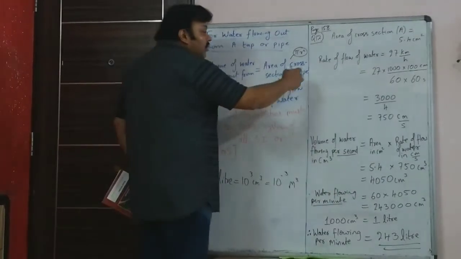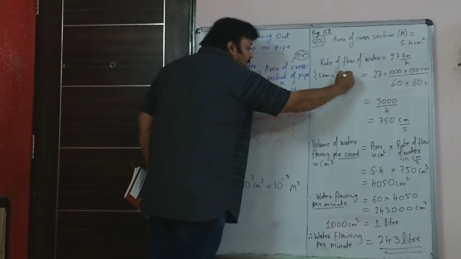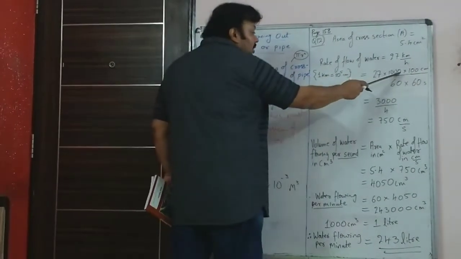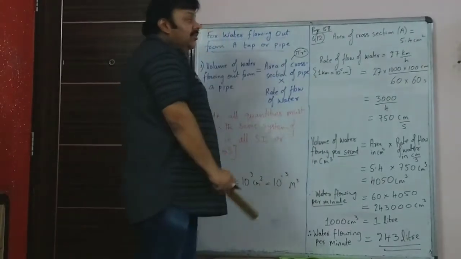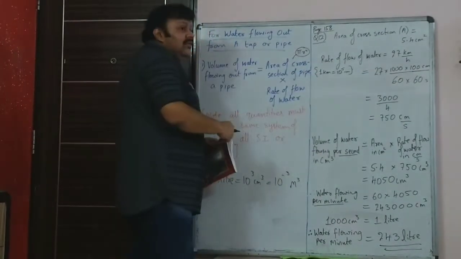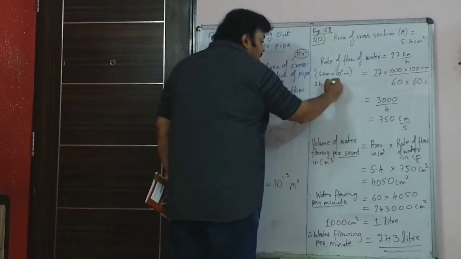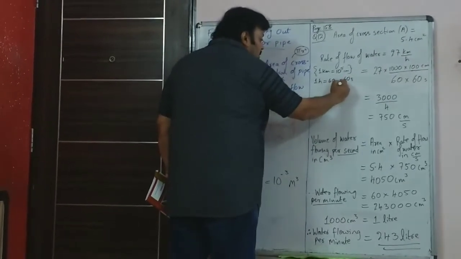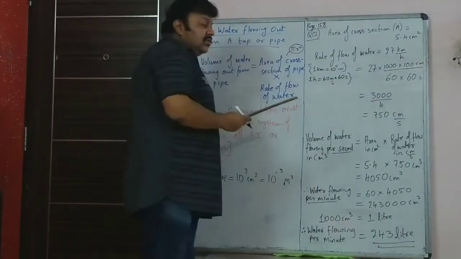So you will have 1 kilometer is 10 raised to 5 centimeter. So that is why it is multiplied by 1000 to convert it into meter first, and then meter to centimeter multiplied by 100. Same way, this is per hour. We will convert it into per second. So you have 1 hour is 60 minutes into 60 seconds. So the hour is converted to seconds.